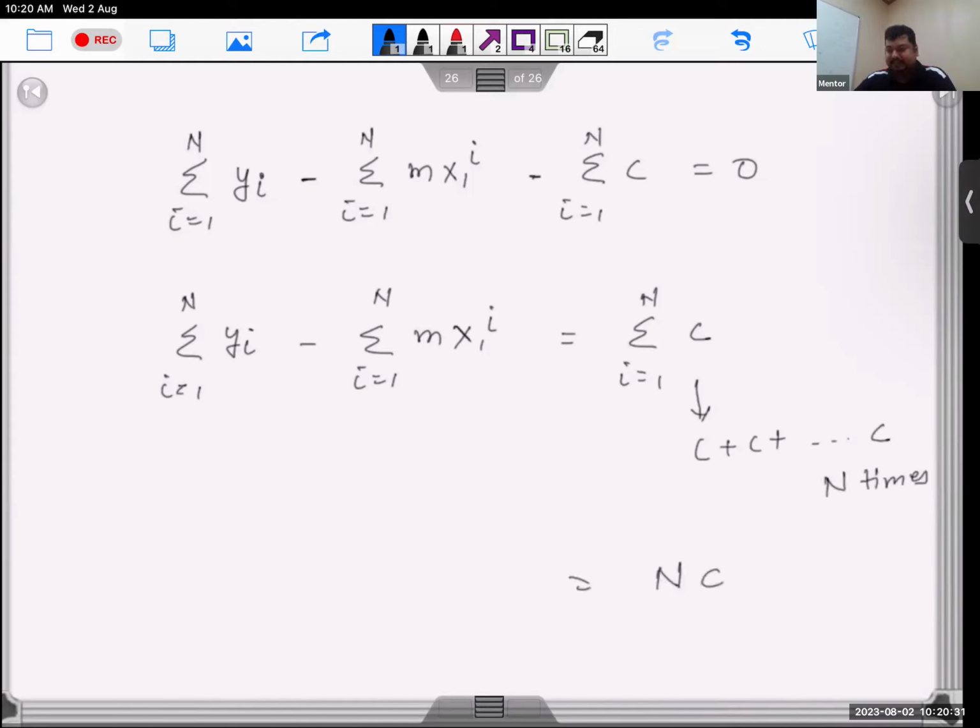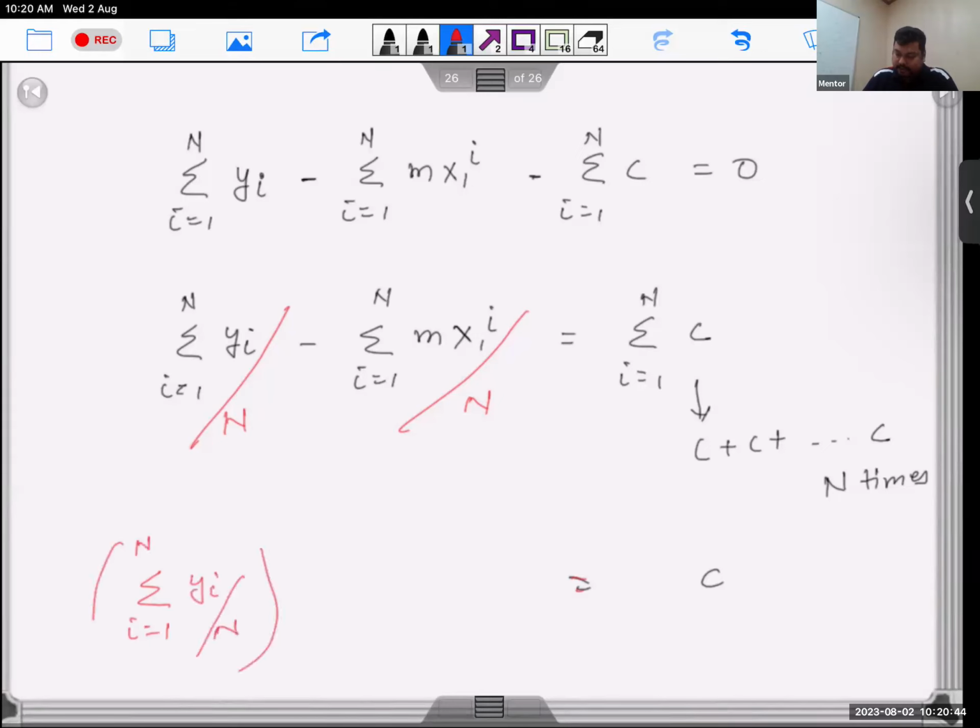Okay, so you get nC, right? I will take this n and divide this by n. So this would be a C. Can you tell me what this first term is? Mean of the target values, the actual values. You can call it actual or target, whatever you want to call it. The y values.